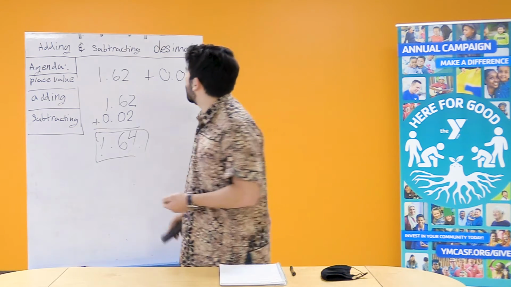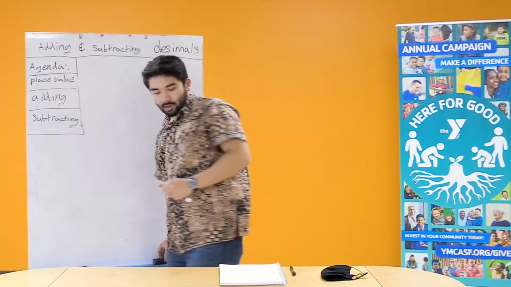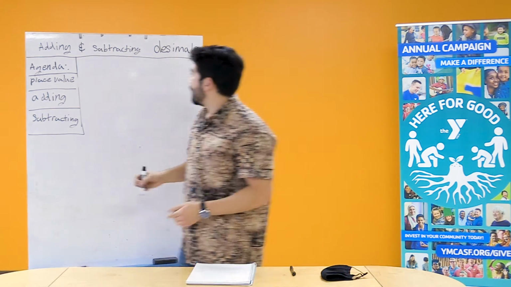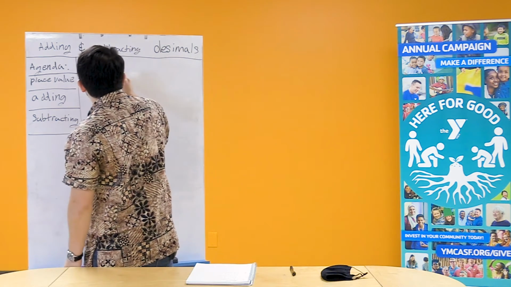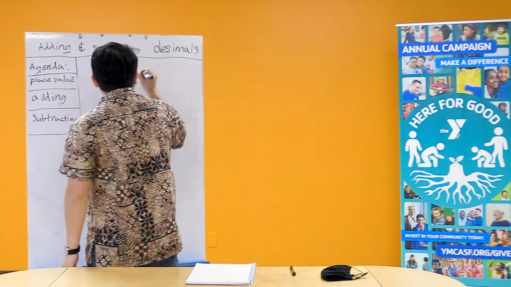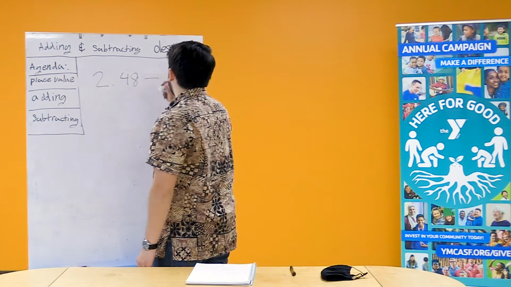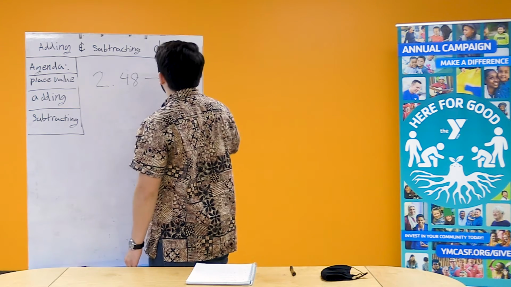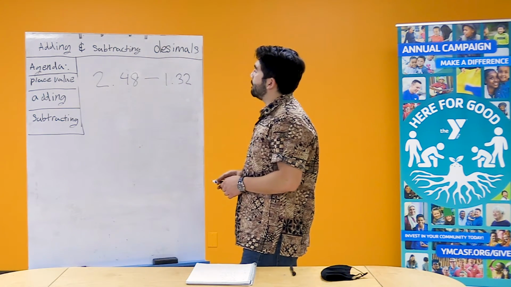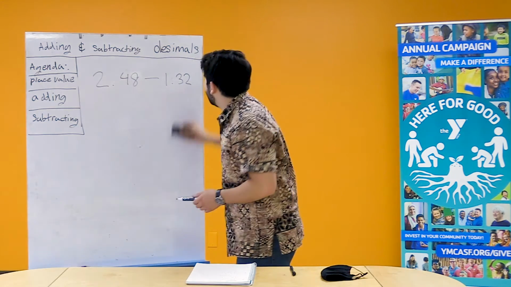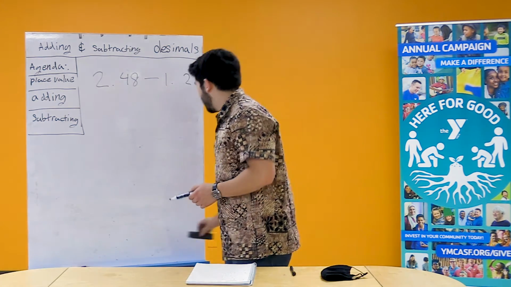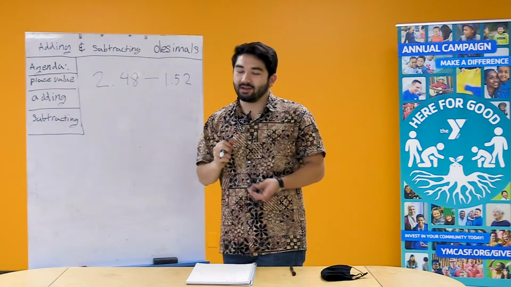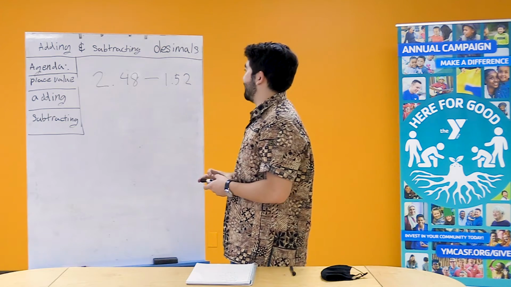So let me go ahead and clear our board here and move on to the next problem. Okay, so for our next problem, we're going to have 2.48, and we're going to subtract 1.32. What if we made this a little bit more fun? I'm going to erase our 3 and make it into a 5. Okay. So that's going to cause some issues later down the road, but I'll show you how to fix it.